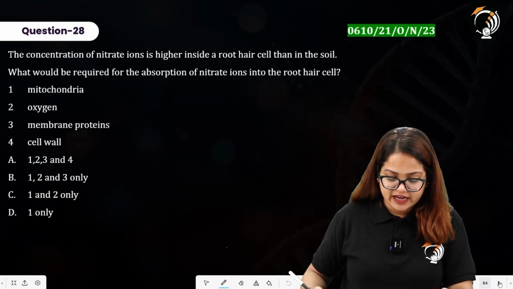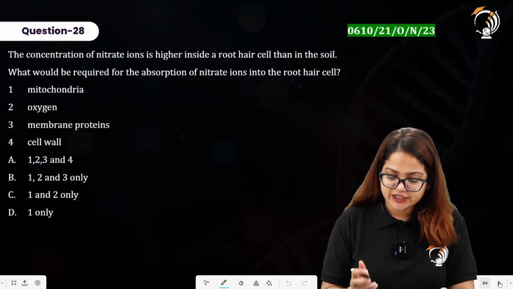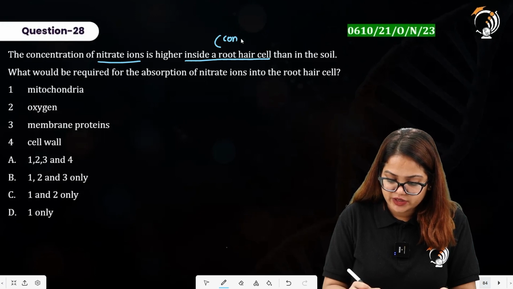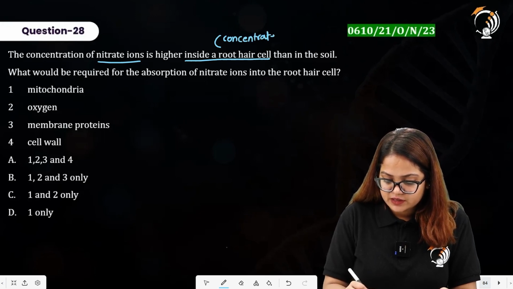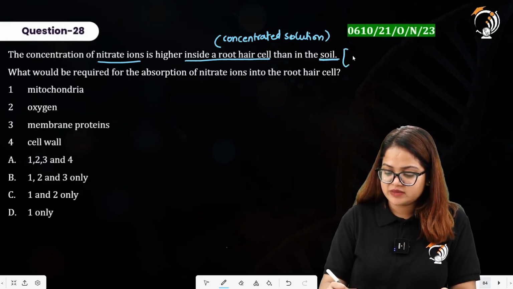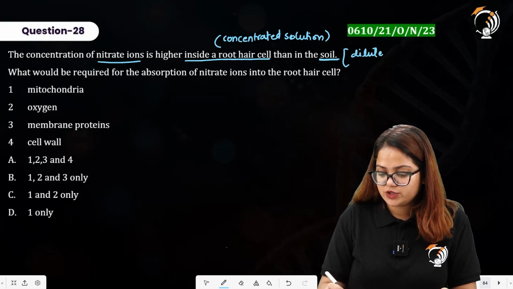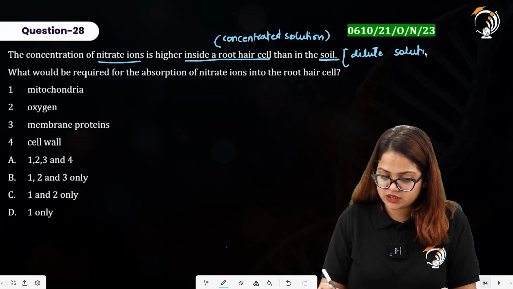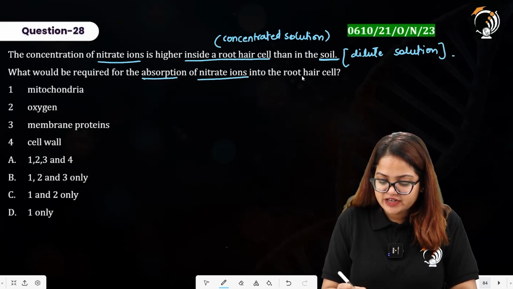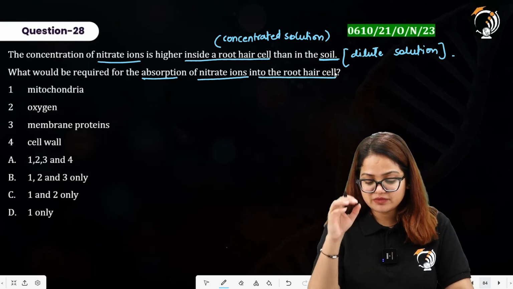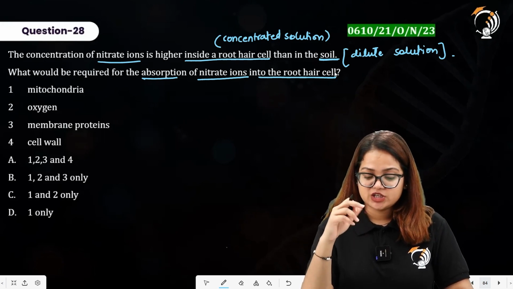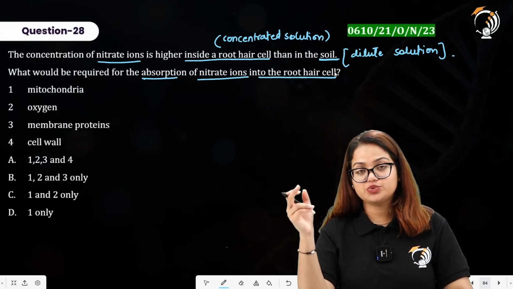The concentration of nitrate ions is higher inside a root hair cell. So, it is saying that the root hair has a concentrated solution than the soil. So, the soil must have a dilute solution in comparison to the root hair cell. What would be required for the absorption of nitrate ions into the root hair cells? So, you are basically moving nitrate ions from a low concentration region, that is in the soil, to the high concentration region, that is in the root hair cell.